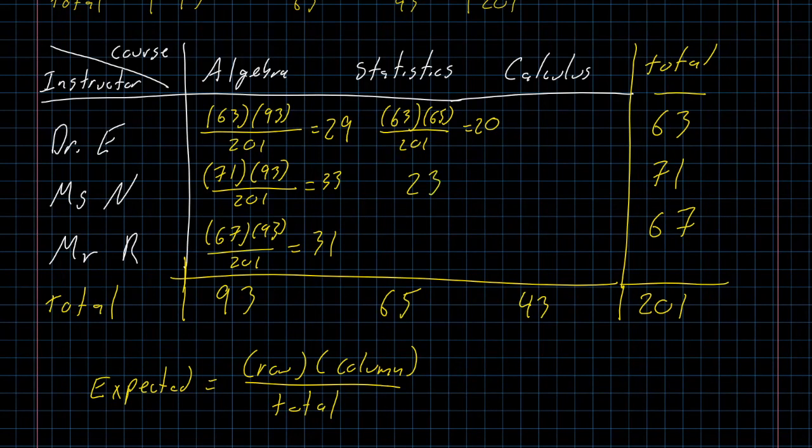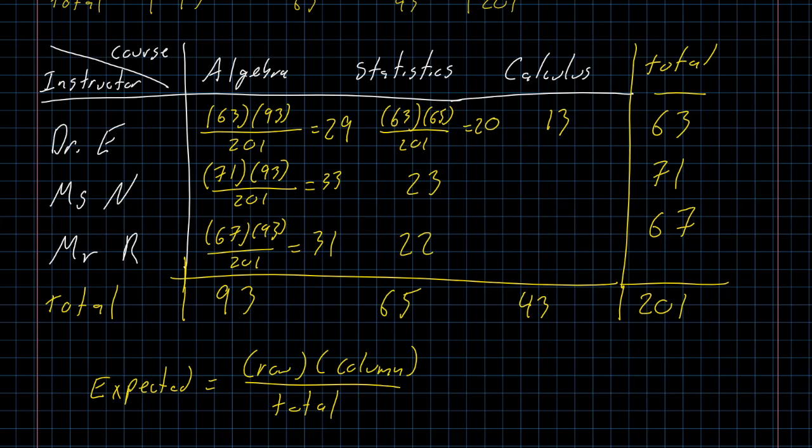Expectation of 23 students taking Ms. N for statistics. And then if I take 67 times 65 divided by 201, comes out at about 22 students taking Mr. R. 63 times 43 divided by 201 is about 13 students taking Dr. E for calculus.